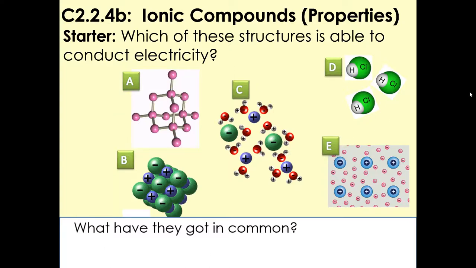Welcome to the video for C2.2.4. So this is part B. Last lesson we looked at drawing dot and cross diagrams. Today we're going to look at the properties of ionic compounds.